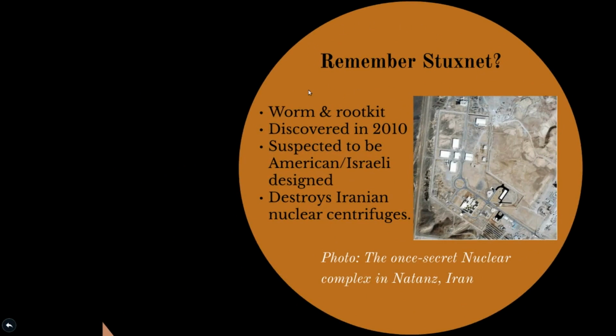So Stuxnet, for those of you who don't know or don't remember, is a worm and a rootkit. First discovered in 2010, thought to be developed in 2005. It was extremely advanced, especially for the time. It was suspected to be American and Israeli designed because it seemed to target Iranian centrifuges, making them spin out of whack and damaging them. This here is a photo of the secret nuclear complex in Natanz, Iran, which was a suspected target of Stuxnet.